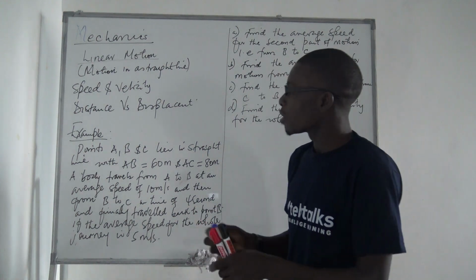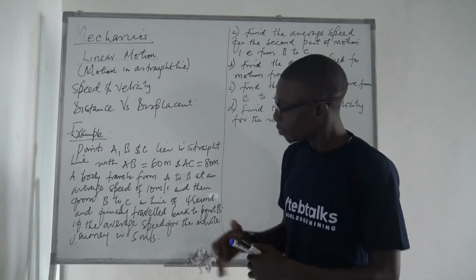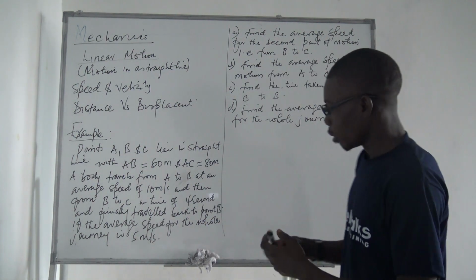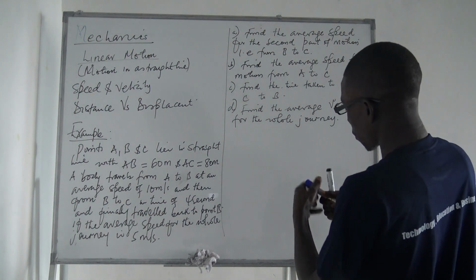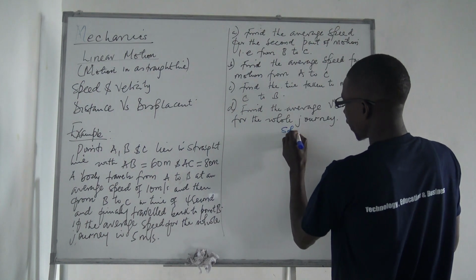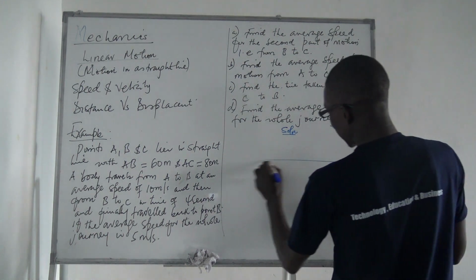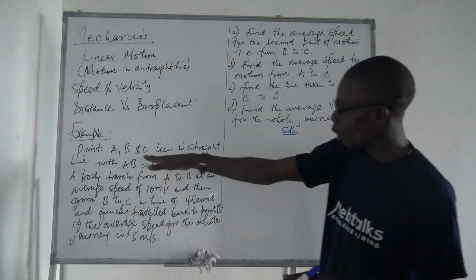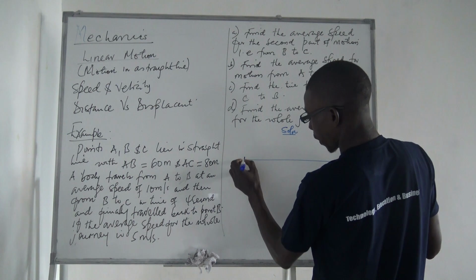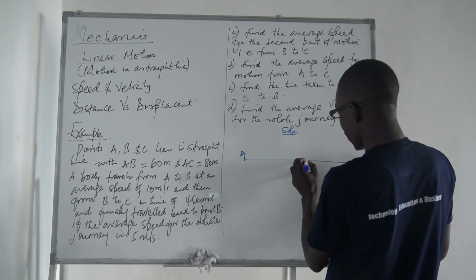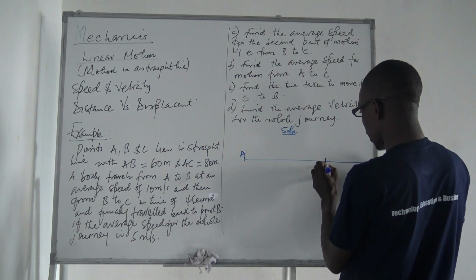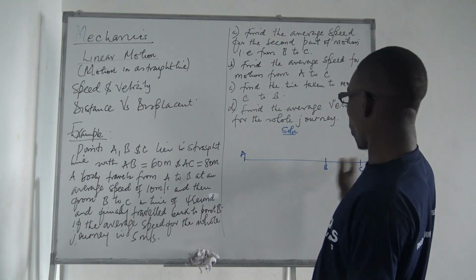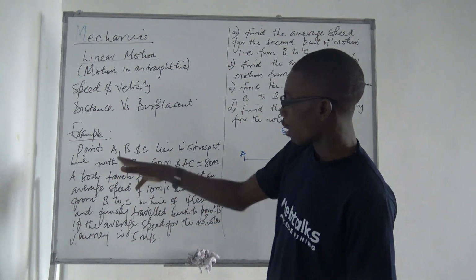That we have 3 points. They are A, B, C. They lie in a straight line. So in my simple sketch, I would look at this as being a straight line that they're talking about. And then I note this point as point A, this point as point B, and this one as point C. So these are the 3 points we are talking about. Points A, B, C are all in a straight line.